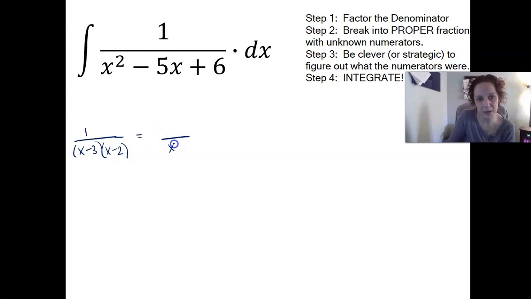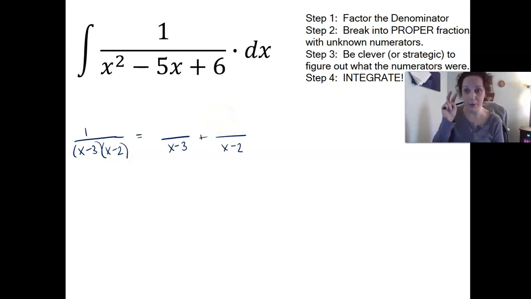One of them had a denominator of x minus 3, and one of them had a denominator of x minus 2. Okay. What I do not know is what these numerators were. This is where the whole idea of proper fractions becomes super important, right? I do not know what these were, but I know one thing about them. My denominators are linear, which means these numerators had to have been just numerical, right?